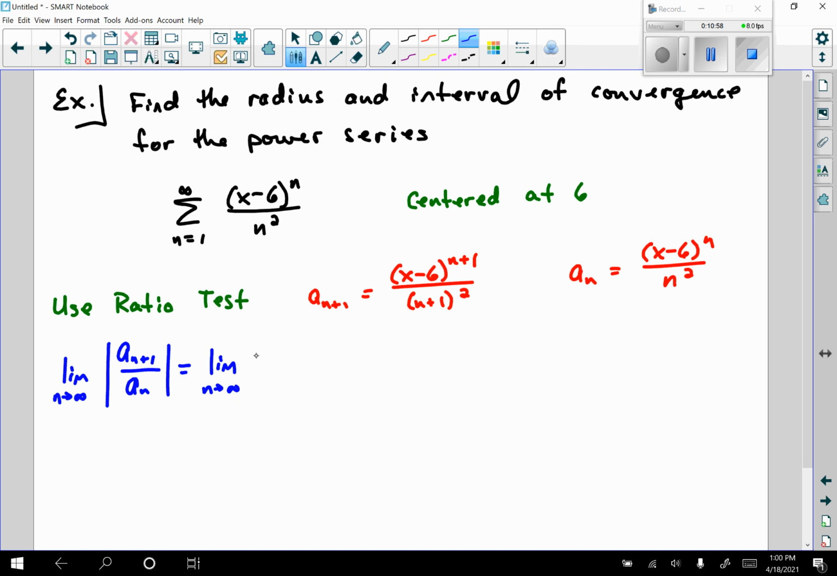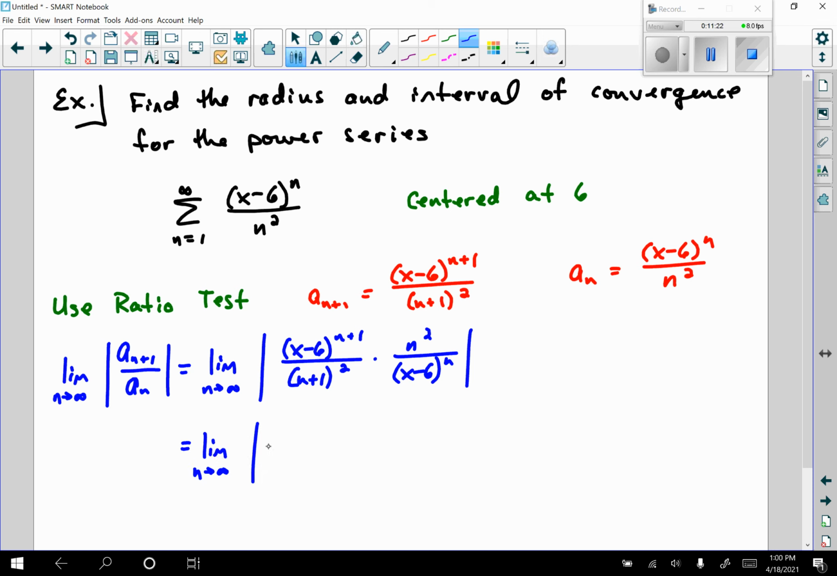This becomes a limit as n goes to infinity. And again, I'll just take the first a sub n plus 1 and multiply by the reciprocal of a sub n. So we get (x minus 6)^(n+1) over quantity (n plus 1) squared times n squared over (x minus 6) to the nth power. I'm going to rearrange some things here. So anything that has the x, I'll still leave that in absolute value, but we'll just get absolute value of x minus 6, because if we subtract our exponents, I'll just be left with the first. And then the second part, we know n's positive, so we're just going to write this as n squared over (n plus 1) squared.